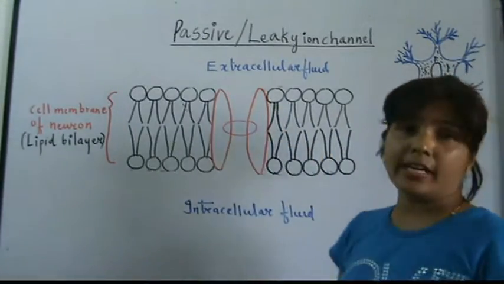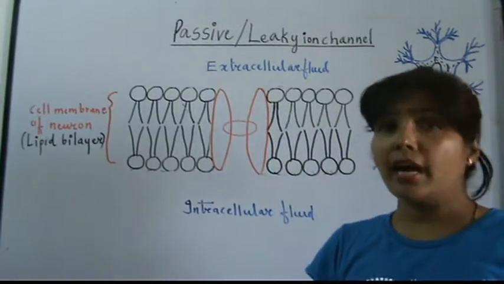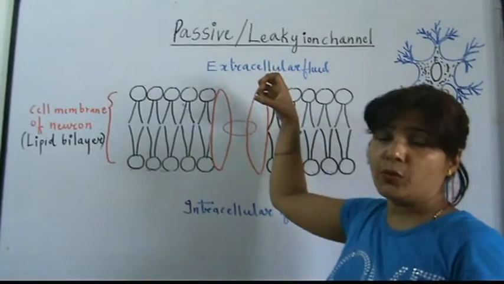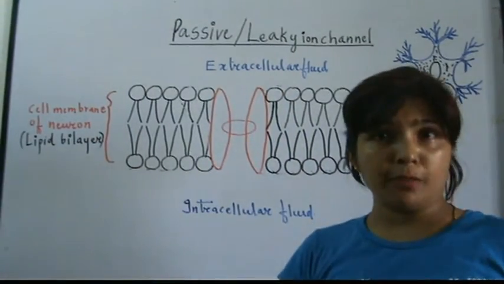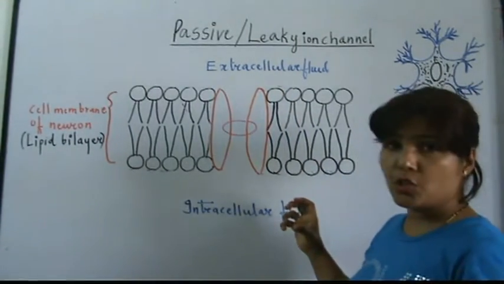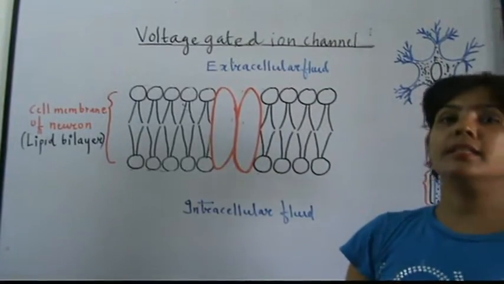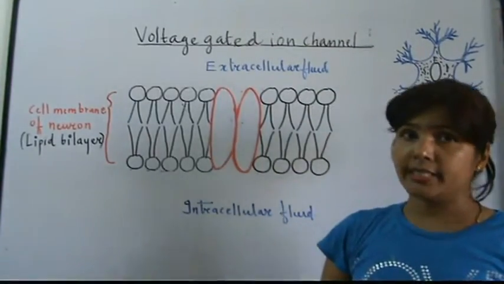This is a passive ion channel. As the name suggests, the ions flow through it passively down the concentration gradient. When I say down the concentration, again it means from an area of higher concentration to the area of lower concentration. We are now going to discuss the third ion channel, which is the voltage gated ion channel.